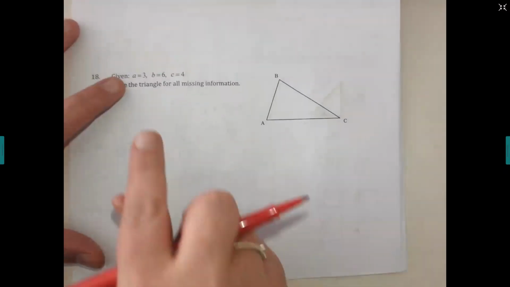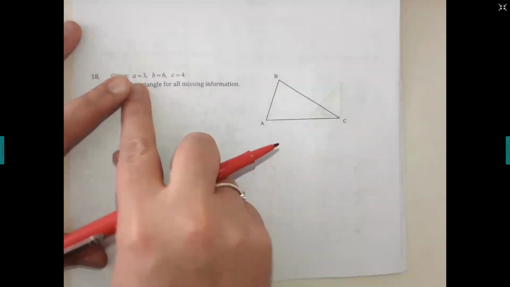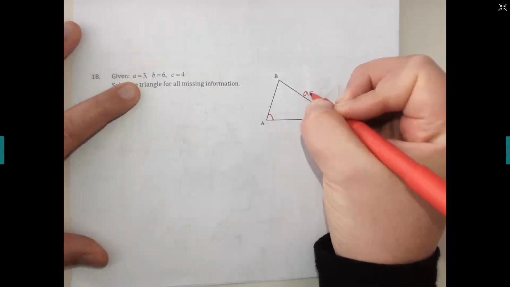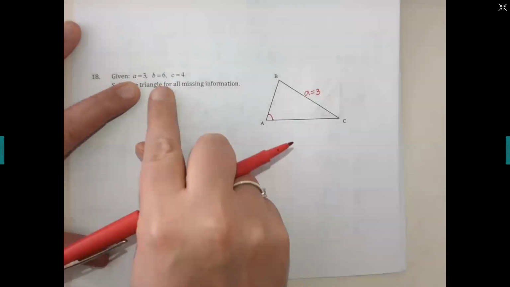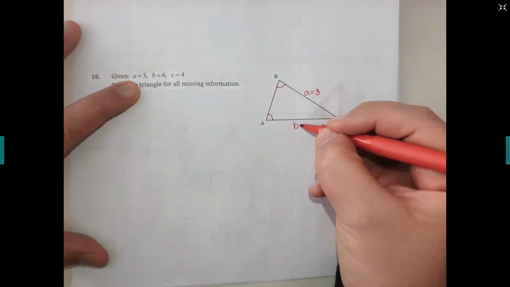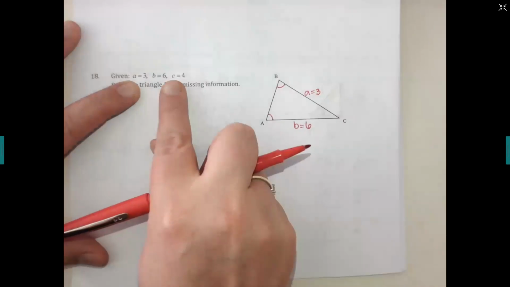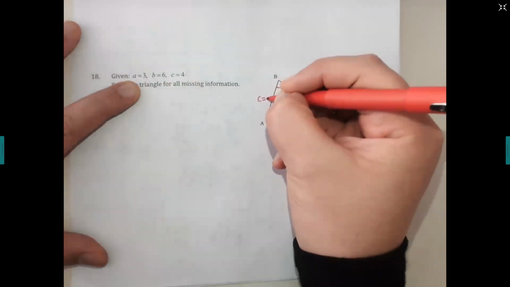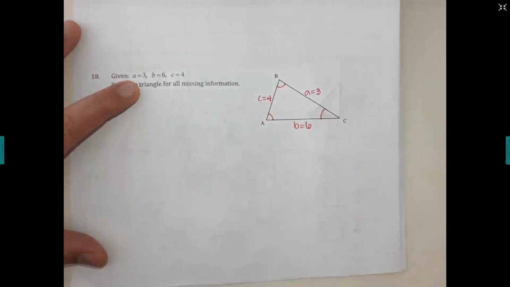So number 18 says that little a is 3. So if this is capital A, then little a is across from that. Then b is 6. So if this is big B, little b is 6. And then if little c is 4, here's big C, then little c goes across.